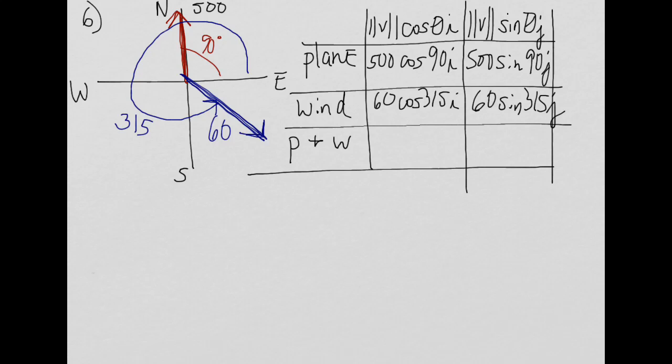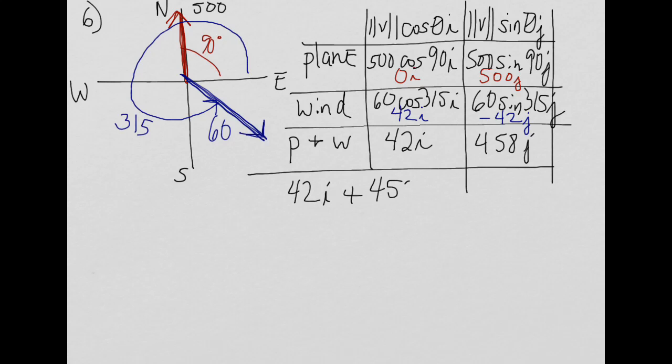I need to figure out those two values and add them up, plane plus wind vector. Okay, so for the plane vector there is 0i, and for the 500 sine 90j is 500j. Okay, so 60 cosine of 315 is 42i. 60 times the sine of 315j is negative 42j. I'm going to take those two and add them up. So my resultant vector is 42i, 458j.